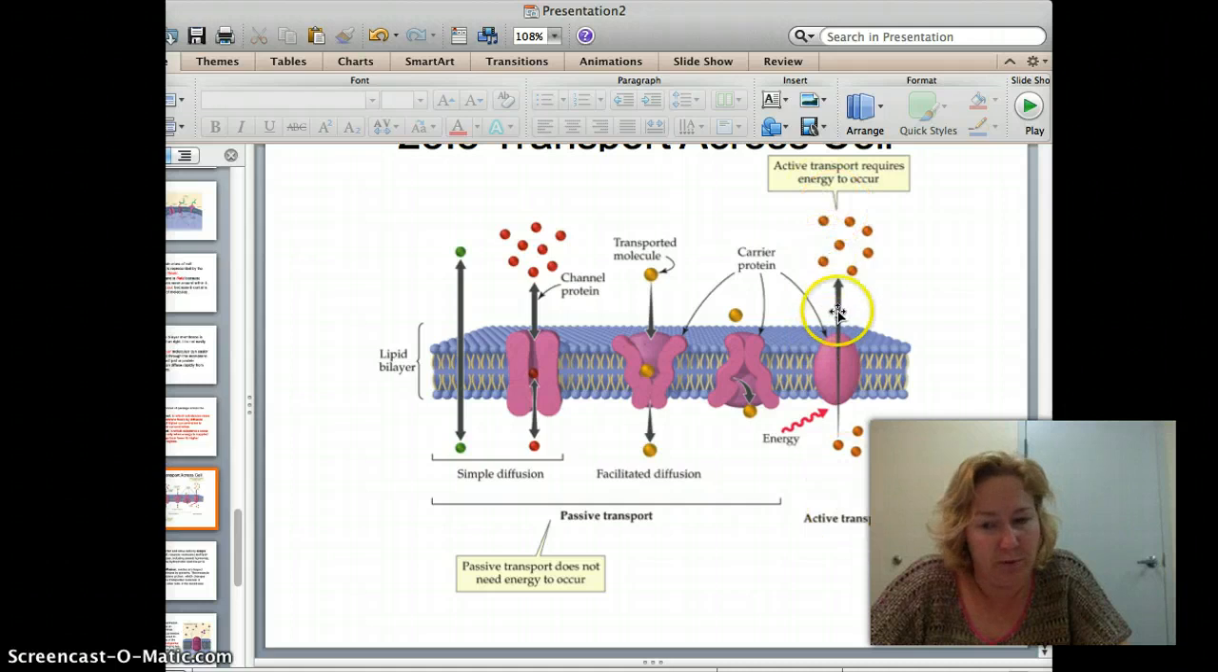Then you have the active transport. This is going to cost you some ATP right here. You want to get from here to here, you got to pay up. You got to pay up, and the currency is ATP, because that's always the currency, right? Okay.